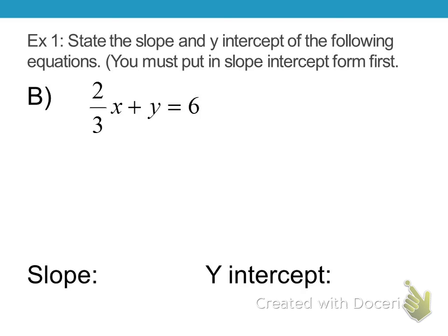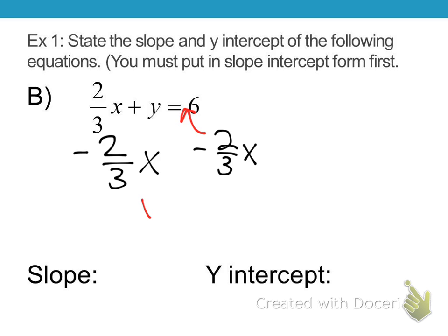How would you move 2/3 x away from y if it's being added? Subtract. So I need to subtract that 2/3 x from both sides of the equal sign. This is what we were practicing earlier this week where I said just get in the habit of putting it right next to the equal sign. That's why. Because we want it to be in that form, y equals mx plus b.